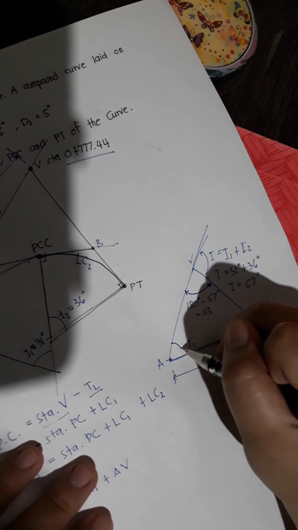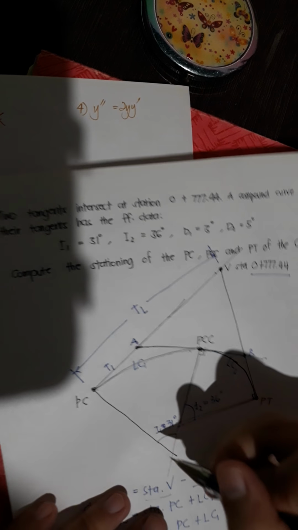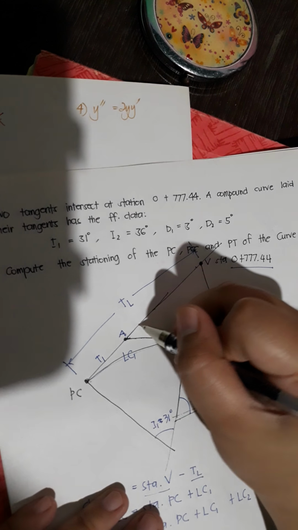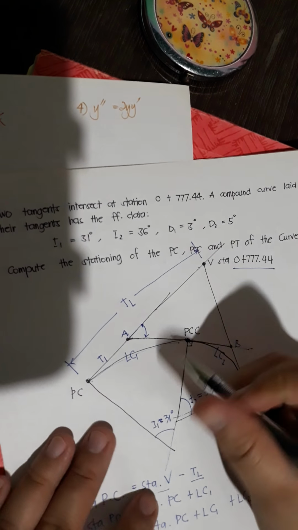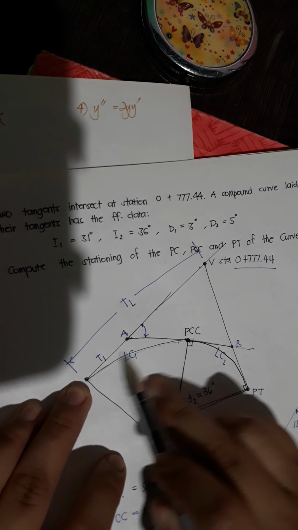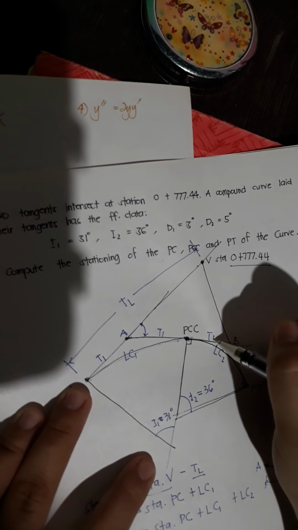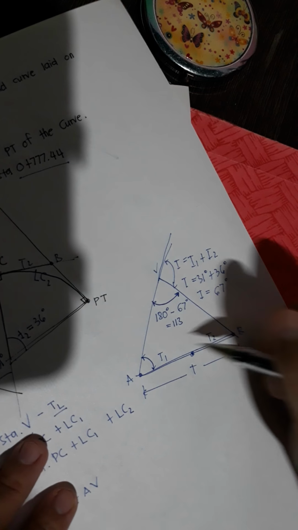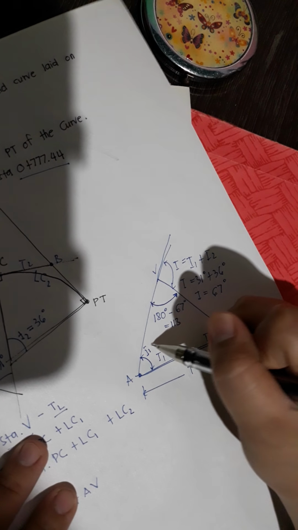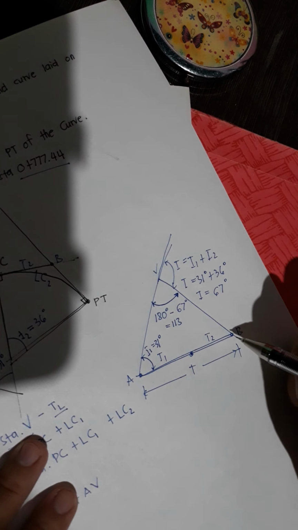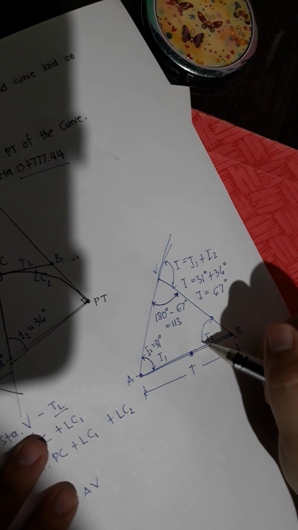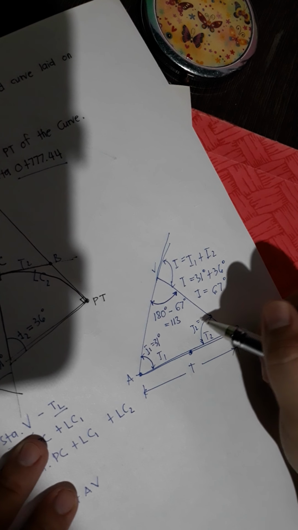And given this is also I1, the deflection angle of the tangents of the first simple curve, this is also I1, which is 31. This one here is also I2, which is 36.